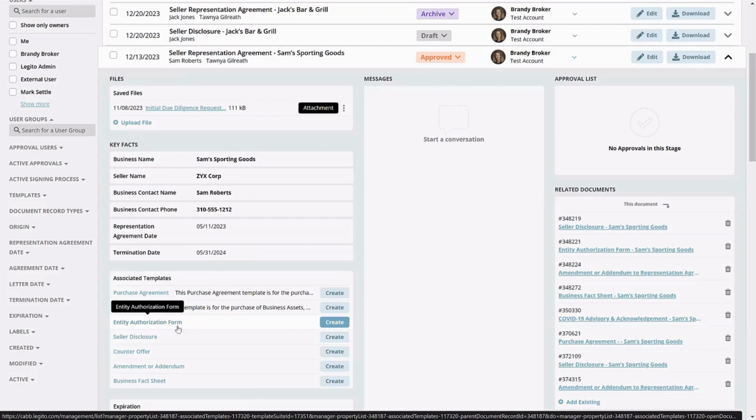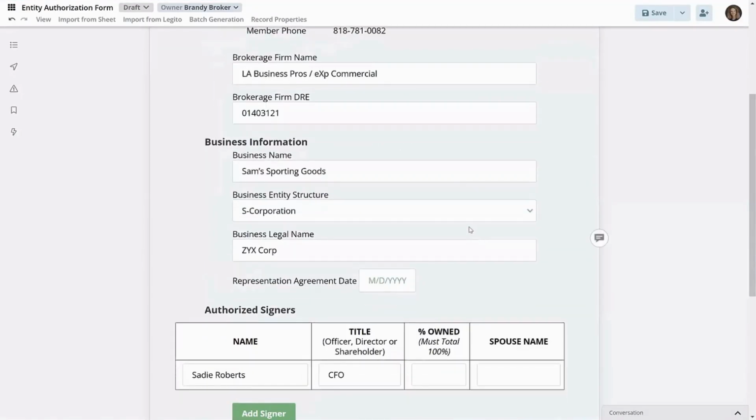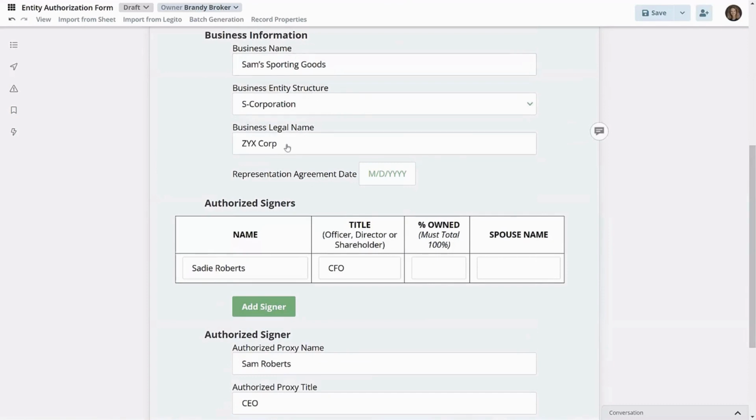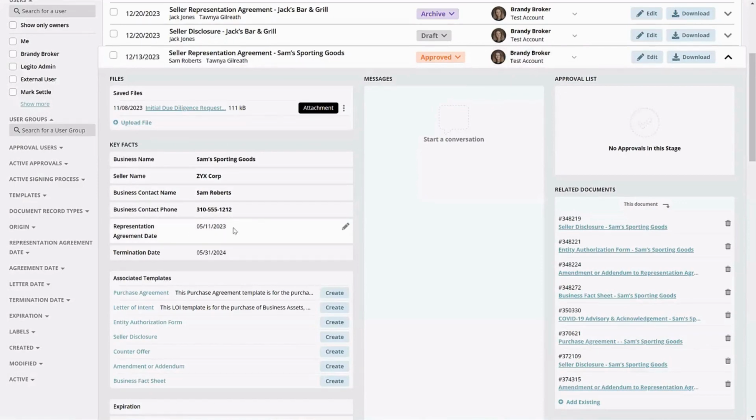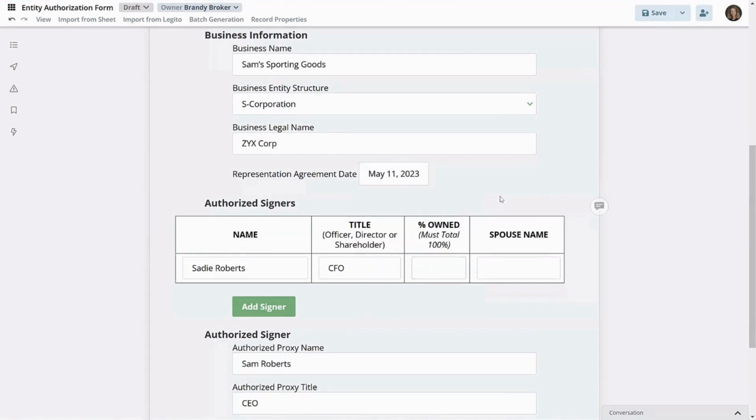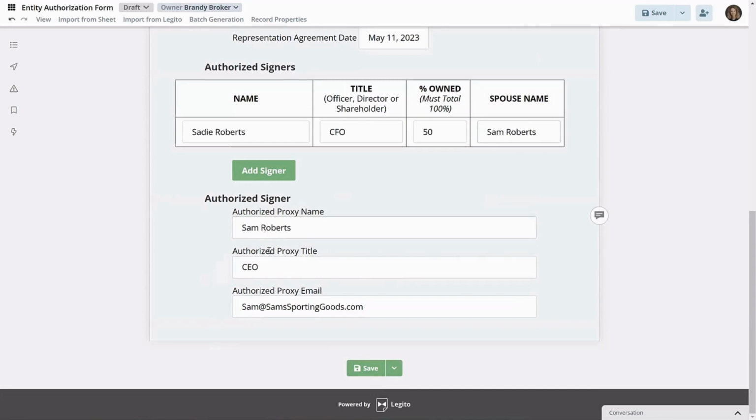So I can go here, my entity authorization form, and say create, and it's going to go ahead and merge in the information from my other transaction. Okay, so here's my corporation, ZYX Corp, my representation agreement date, whatever that was. It looks like 5/11/2023. Oh, I see. Oops, didn't like that, did it? All right, let's back this up. 5/11, there we go. All right, so my authorized signers in here, I have Sadie Roberts, and let's say she's 50%. Sam Roberts is the spouse, and I have another authorized signer here, Sam Roberts.